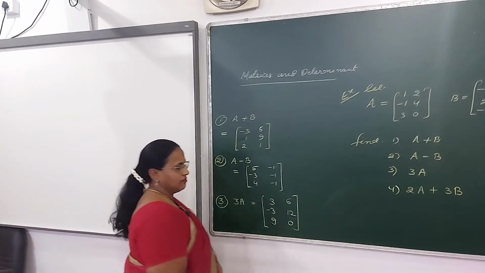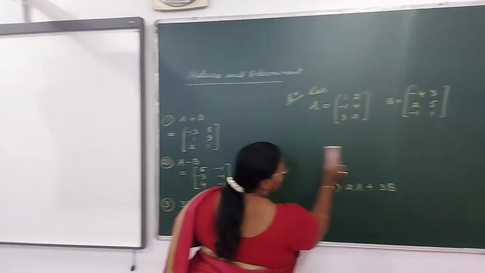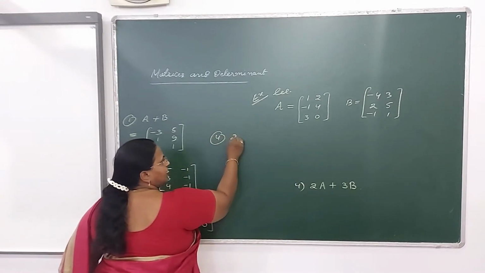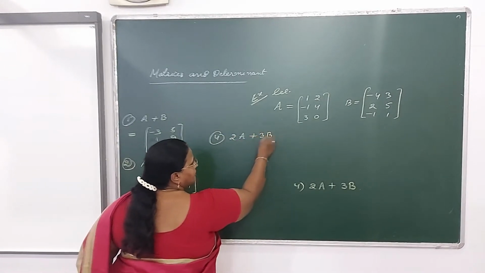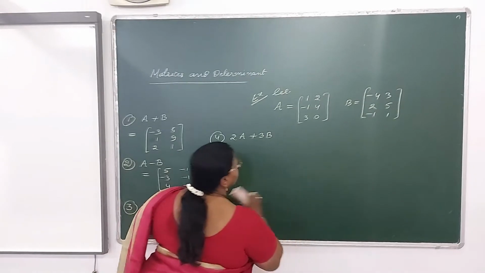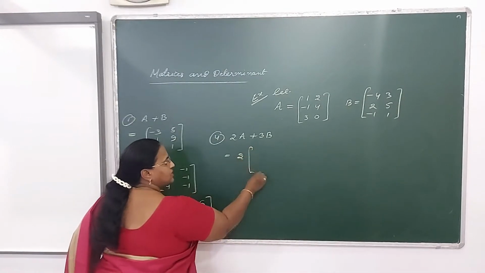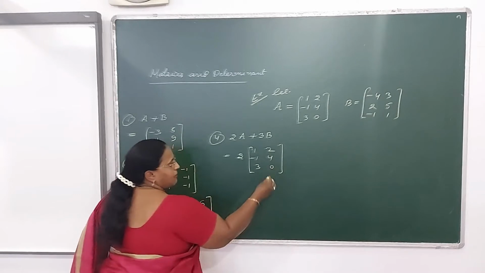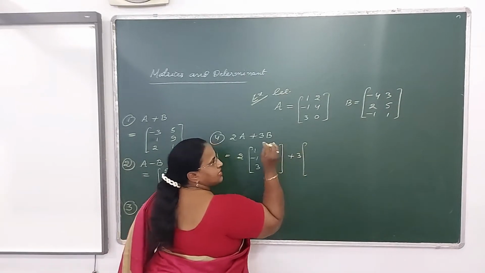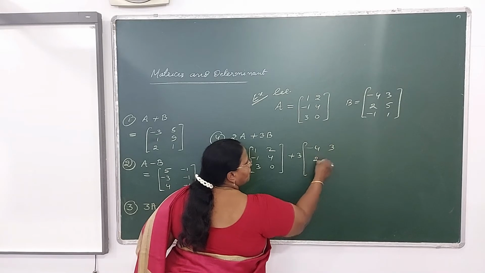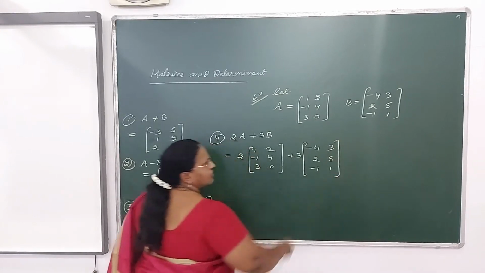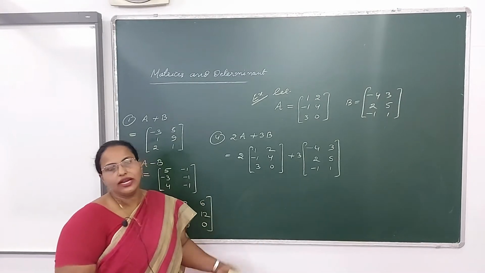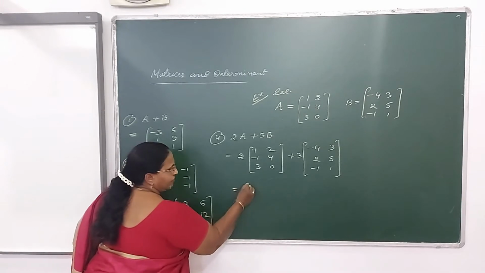Now the last one. What to do? You will find out 2A, 3B and then add the 2. So the fourth question is to find out 2 times A plus 3 times B. So this is 2 times the matrix 1, 2, minus 1, 4, 3, 0, plus 3 times the matrix minus 4, 3, 2, 5, minus 1, 1. First of all, you will be multiplying the first matrix by 2 and the second matrix by 3 and add the 2. That's all.